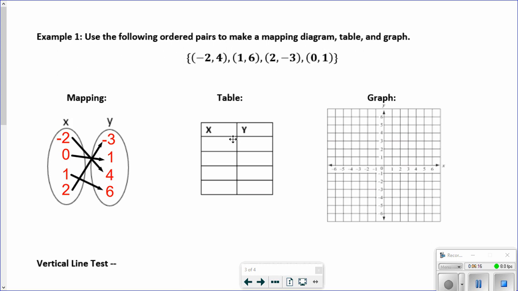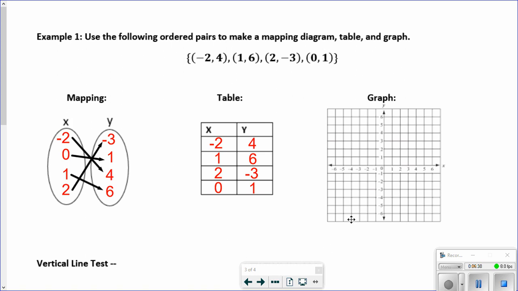The table, I just go ahead and fill in my x values. So -2, 1, 2, and 0. And I write the y values that it's matched with next to it. So -2 is matched with 4, 1 is matched with 6, 2 is matched with -3, and 0 is matched with 1.